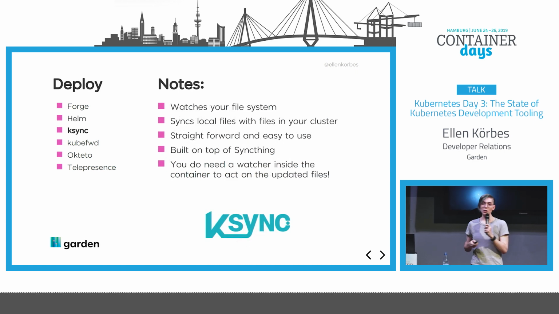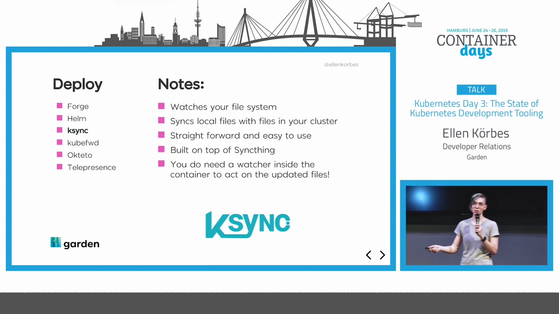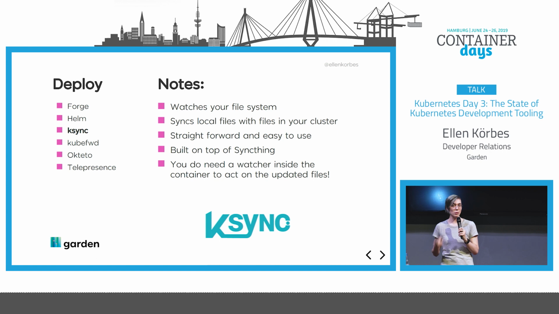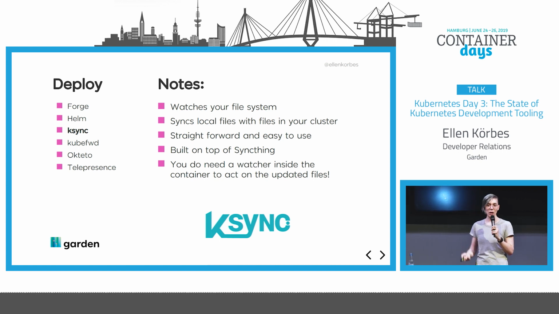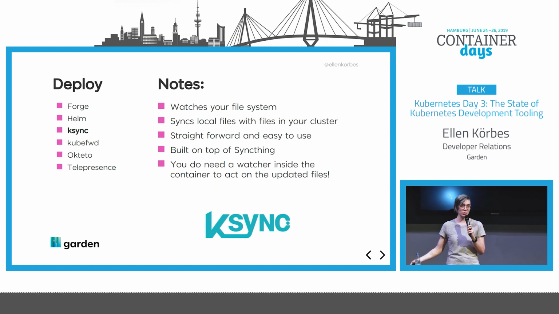Okay, ksync. Now things get more interesting. Ksync syncs files from your local file system with a file system inside your cluster. So if you want to change something inside the pod that's running, there you go, ksync. You can do it. It doesn't do anything besides syncing the files. So if you want something to happen after you sync the file, you need to write that in yourself. You need something watching the file system of your container for changes, and then you do something from there. It's a very simple tool. It does one thing, and it does it well. You should get familiar with it.